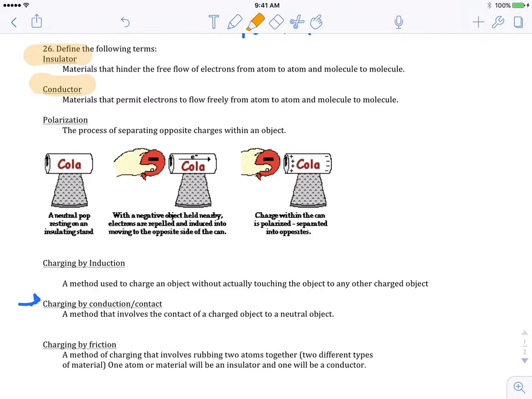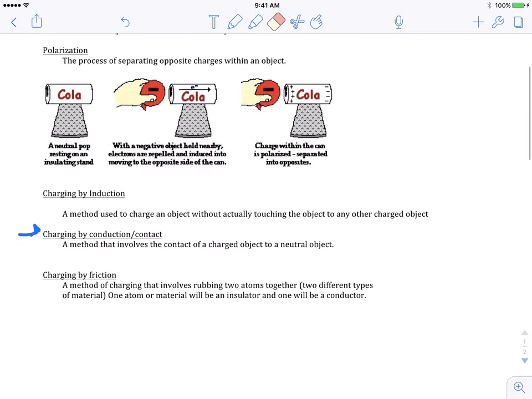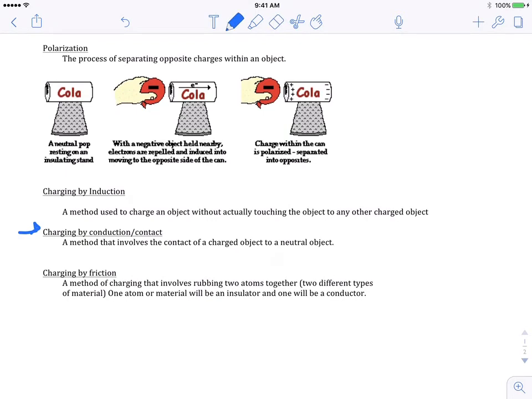All right, so the next definition is polarization. And what's polarization? Polarization is just a process of separating opposite charges within an atom. I got this image off of Physics Classroom.